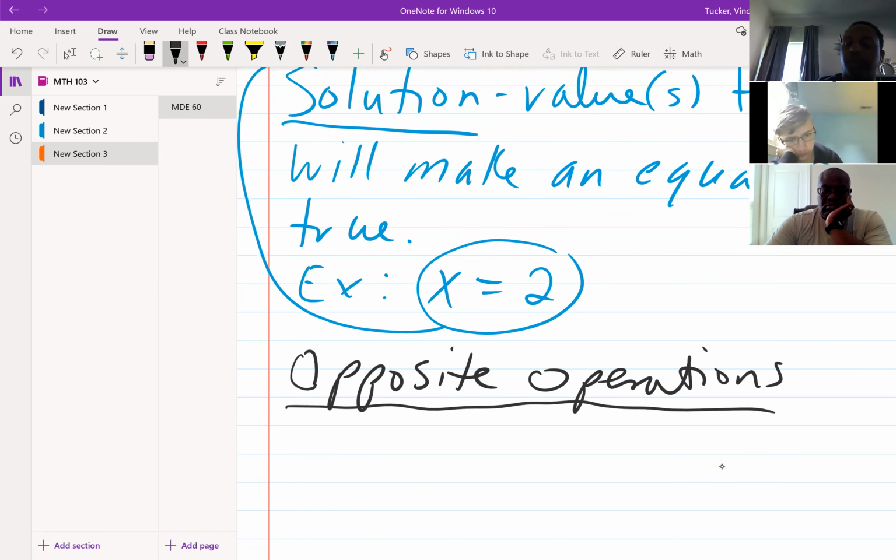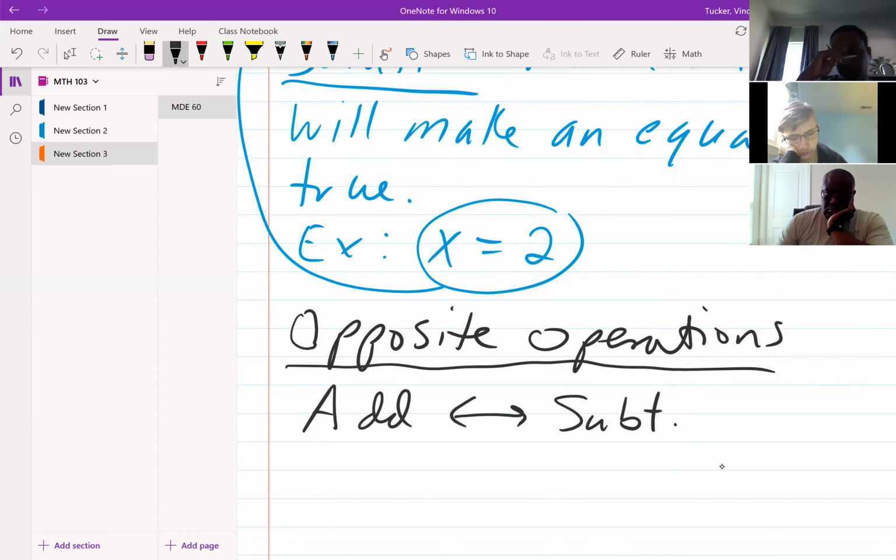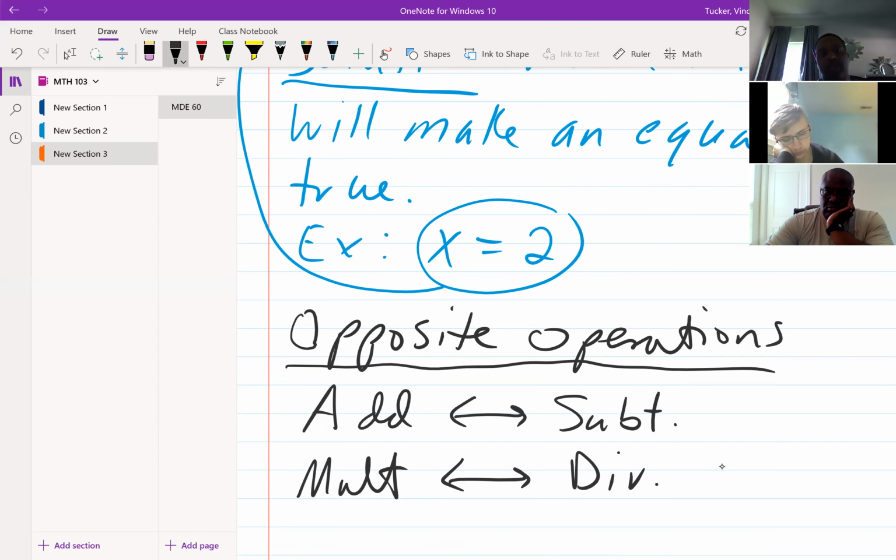So we'll be solving by what I call opposite operations. Opposite operations are operations that undo what the other one does. Addition and subtraction undo what the other one does, and multiplication and division will do the same thing for each other. So in other words, you want to examine what's being done to your variable, and you want to undo what's being done to your variable.